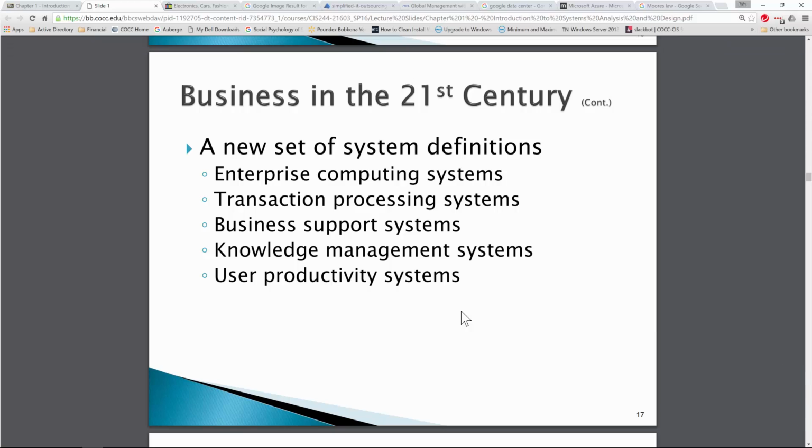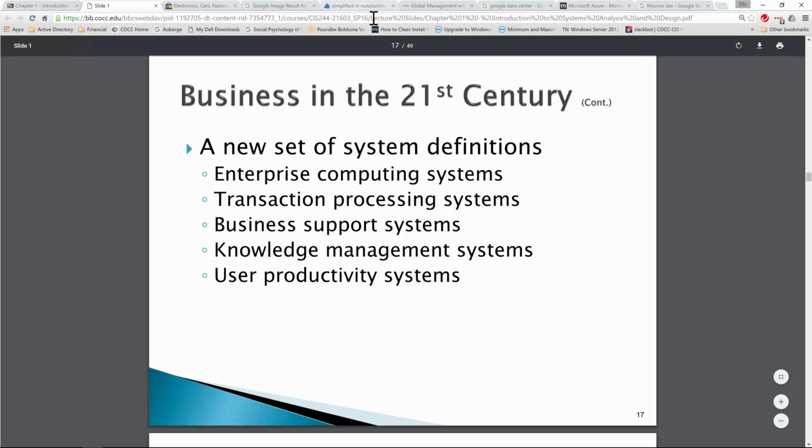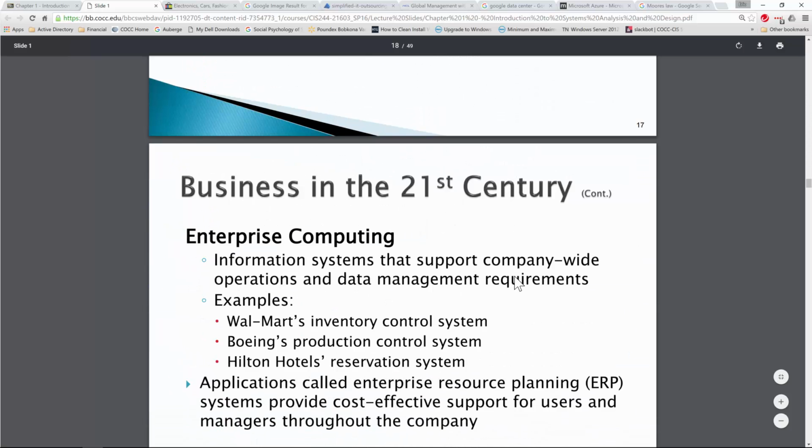So enterprise computing systems, ERP is what we're talking about. Transaction processing systems. So this might be point of sale systems. For example, McDonald's does a lot of transaction processing. Safeway, those kind of businesses. They're all about many transactions. Just go look at how many transactions Amazon does in a day, for example. Business support systems, knowledge management systems, user productivity systems.